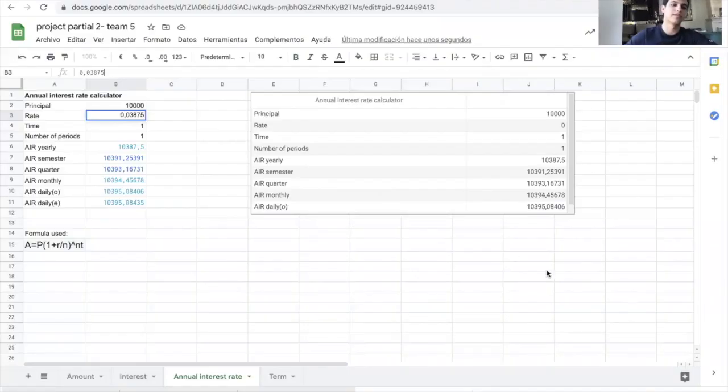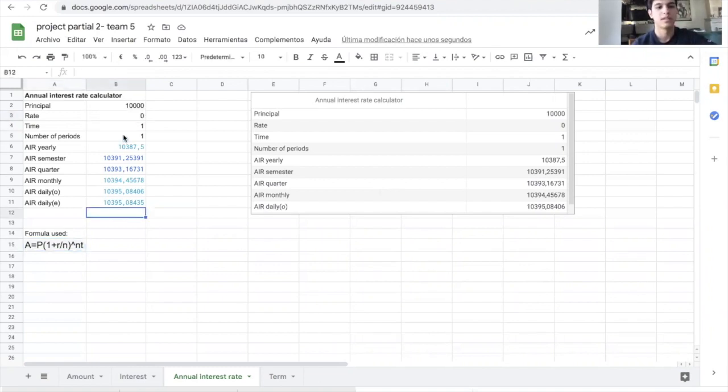Yeah. So now we're gonna talk about the annual interest rate, which we also made a calculator for. My name is Miguel Ramos. I'm part of Team 5 as well. So let's get started. As you can see on the screen, the formula that we use for this calculator is shown here.